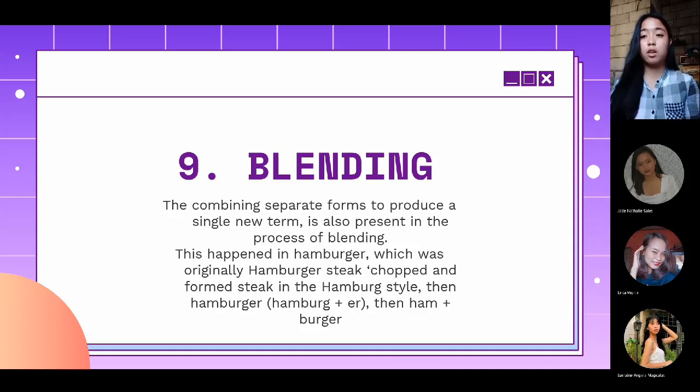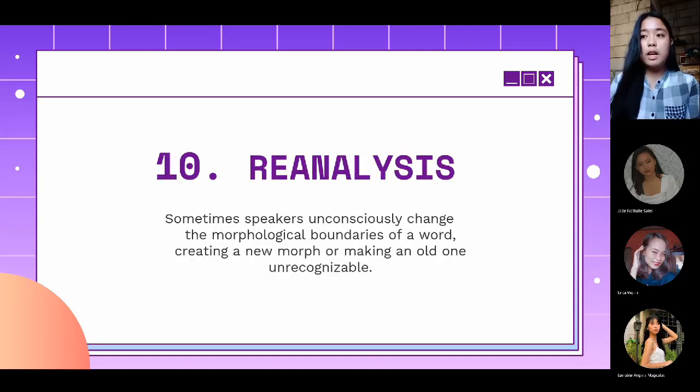Sometimes speakers unconsciously change the morphological boundaries of a word, creating a new morph or making an old one unrecognizable. This happened in hamburger, which was originally hamburger steak, chop and steak in the Hamburg style. But then hamburger is Hamburg plus er, then it is hamburger.